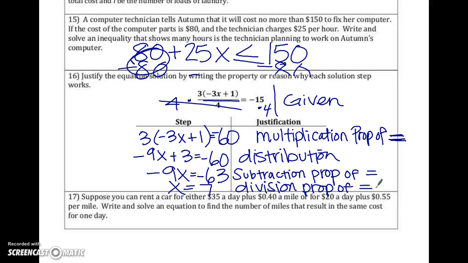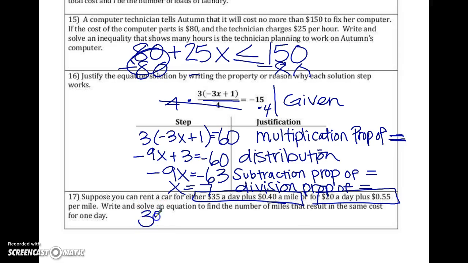And last of all, number 17. Suppose you can rent a car for $35 a day plus 40 cents a mile, or you can rent it for $20 a day and 55 cents a mile. Write and solve an equation to find the number of miles that result in the same cost for one day. That means I want this to be the same or equal to that. I want to find out when they are going to be the same. How many miles does that take?